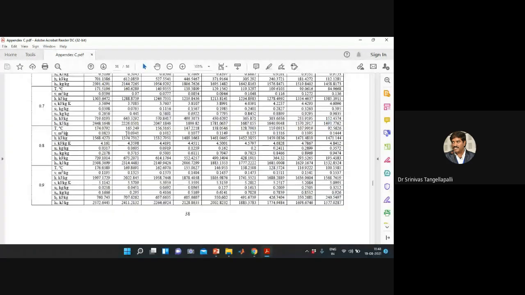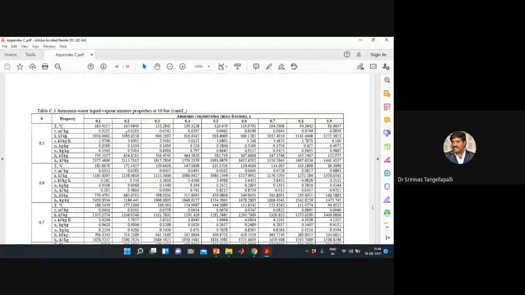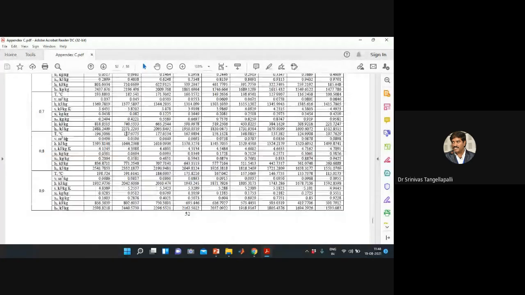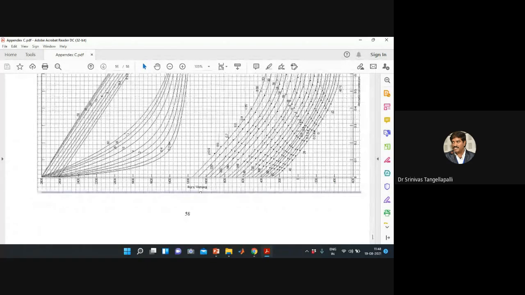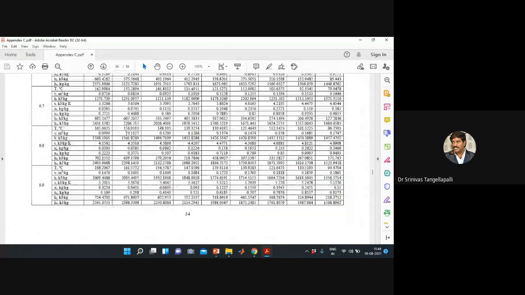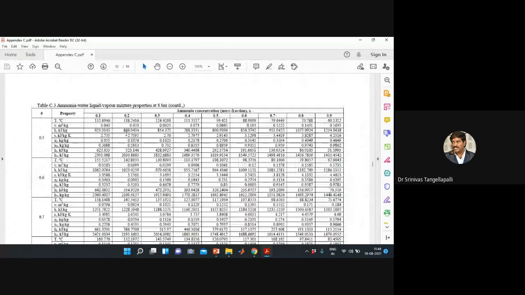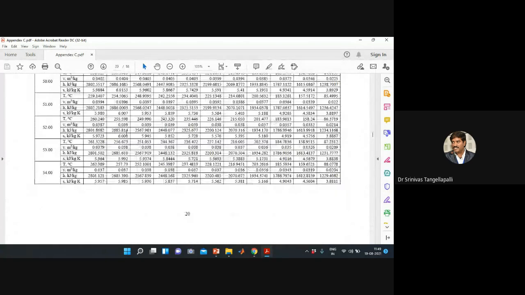So these are the tables, same like steam tables, but here concentration is added as an extra property, followed by the chart, the enthalpy concentration chart. Okay, let me explain one by one. The first one is liquid properties. How to read the liquid properties.